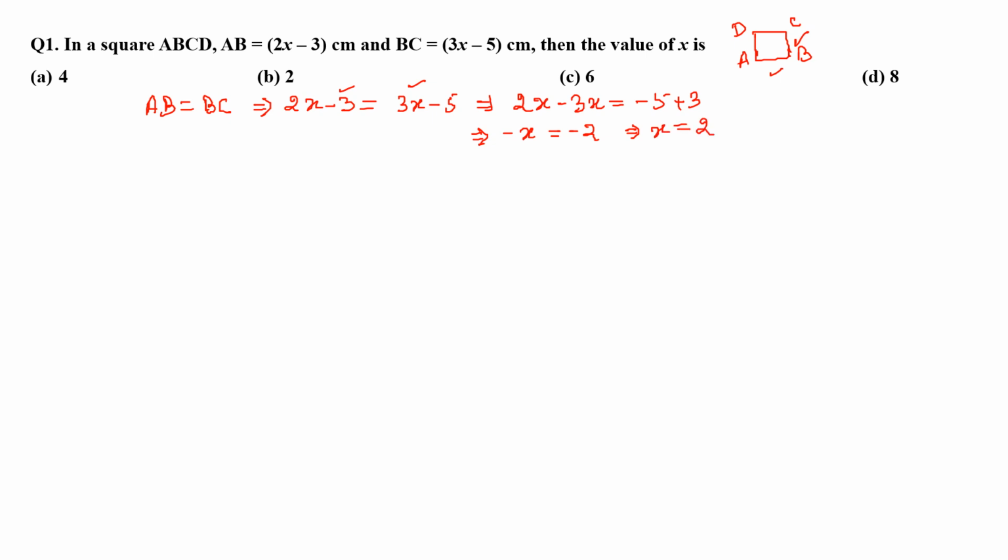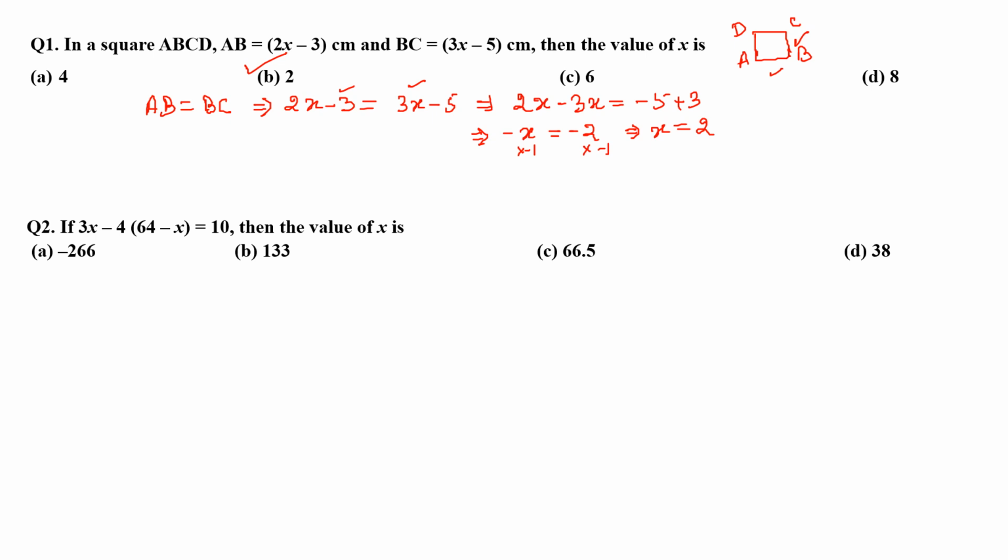How did it become 2? Multiply minus 1 on both sides. As you know, in an equation you can multiply the same number on both sides. So it will become x equal to 2. So the correct option is option B. Hope it is clear to everyone. This was a very simple question.